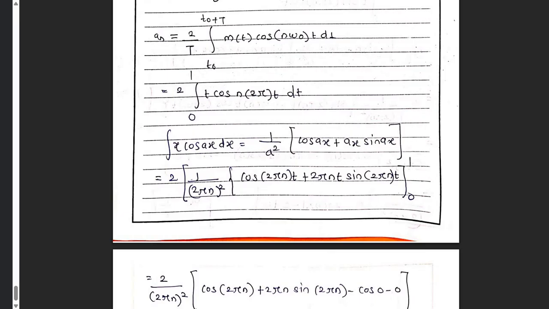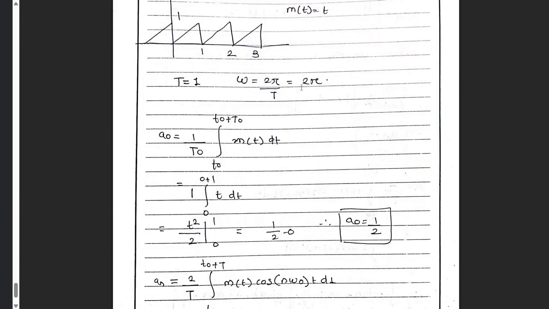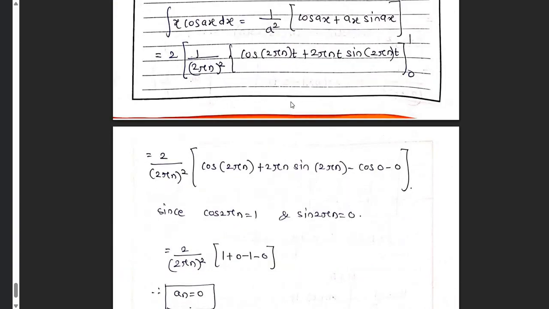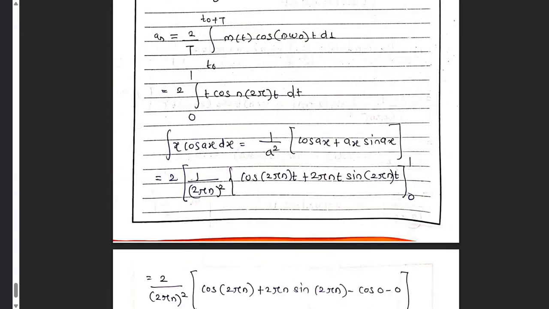And cos of n, what is omega? Omega we have calculated in the beginning of the example. Omega is 2 pi. So therefore here we have written 2 pi. So that is cos n 2 pi t dt. So what is the overall expression? t into cos n 2 pi t dt.